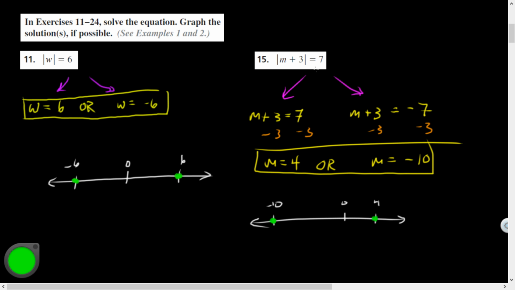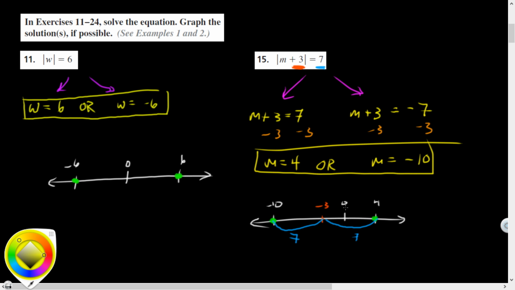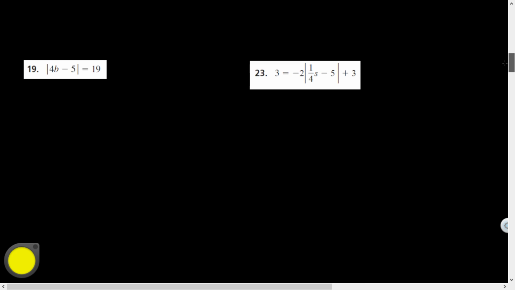Now, I want to point out something here. But this +3, if I actually look here at -3, that's the center between those 2 points. And the 7 is actually the distance from the center to those points, 7 units away, 7 units away. Okay, so notice that the center between my solution set is the opposite of the number within the absolute value, okay? I've got to keep reminding myself of this so that way I can do it when they ask us to do that straight up.